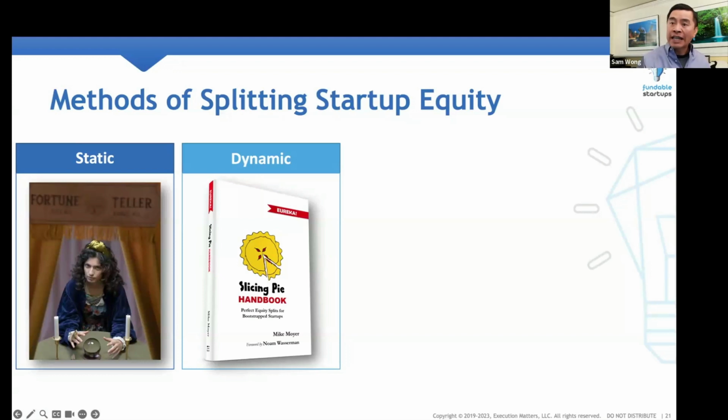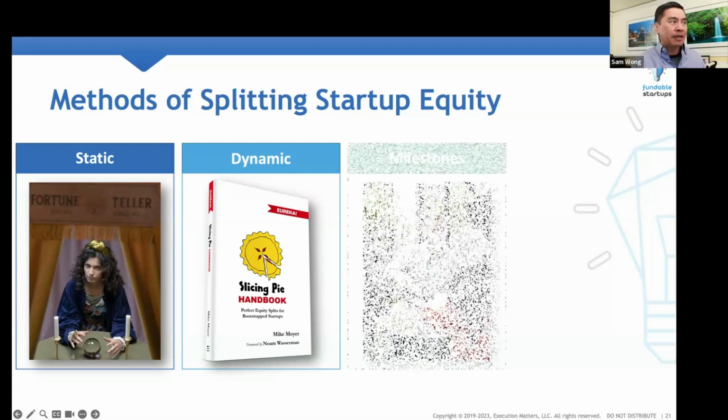You can do it dynamically through a system called Slicing Pie. It's not very common, but there is a system developed by Mike Moyer, who wrote a book documenting it. It's a way to track how much time people put in and effectively measure how much value they deliver. Based on this system, people who deliver more value earn more slices of the pie, so to speak, in a dynamic system.